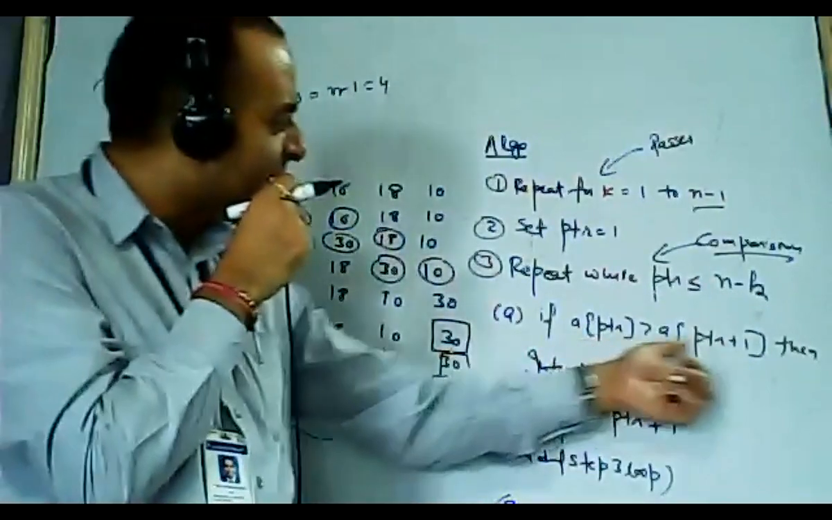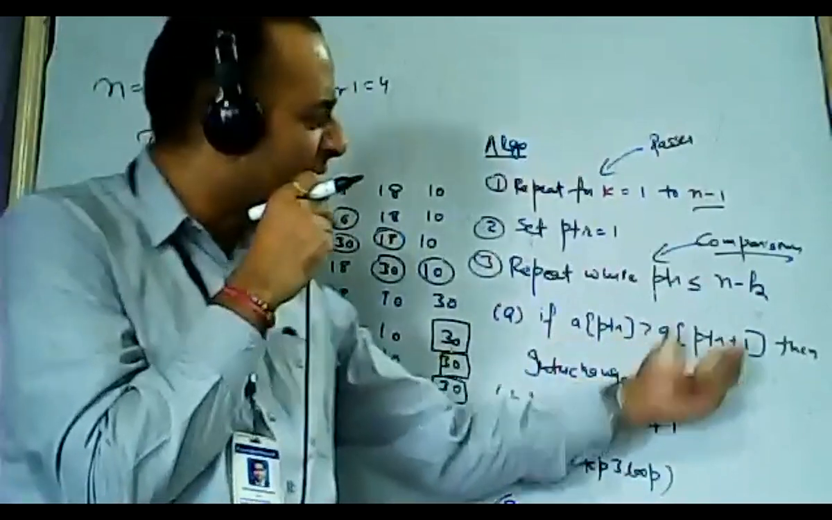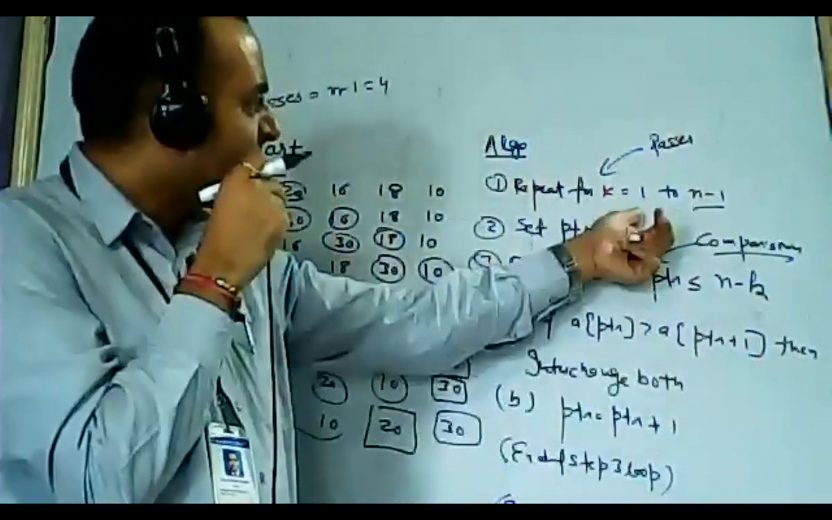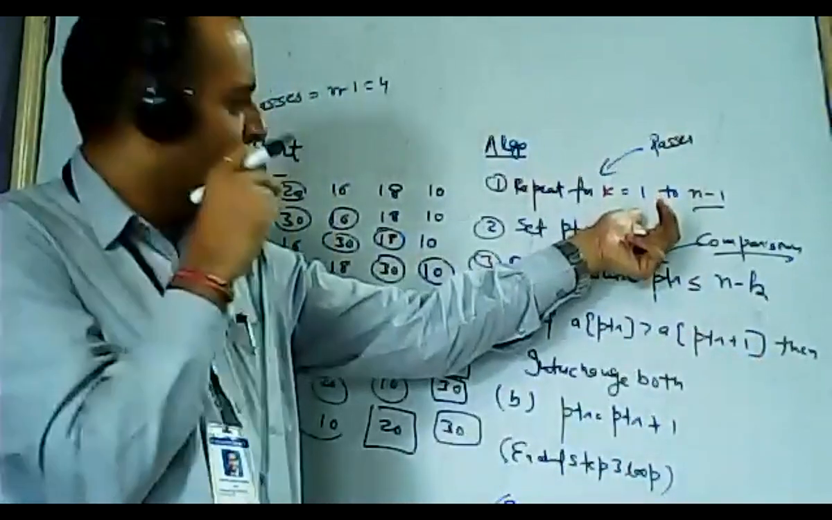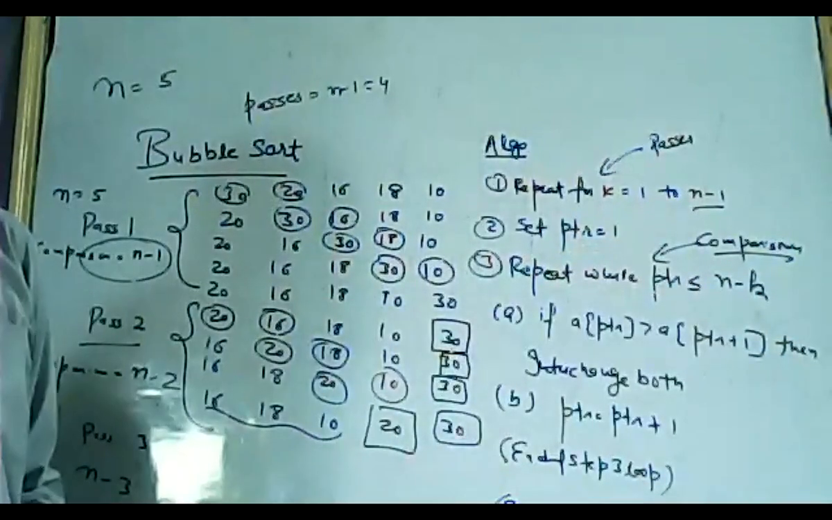If element is greater than the next element, we will interchange. If A of PTR is greater than A of PTR plus 1, if element is greater than the next element, we will interchange. And K2 means second pass. So pointer will move from 1 to N minus 2. बिल्कुल सही. N minus 2 pass 2 में N minus 2 कंपैरिजन नहीं होते.